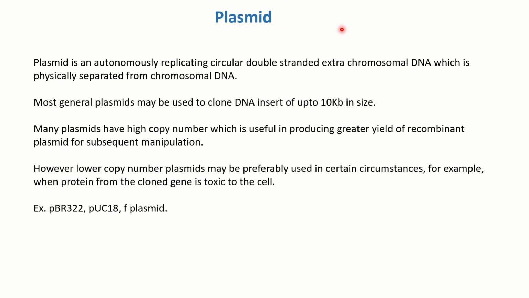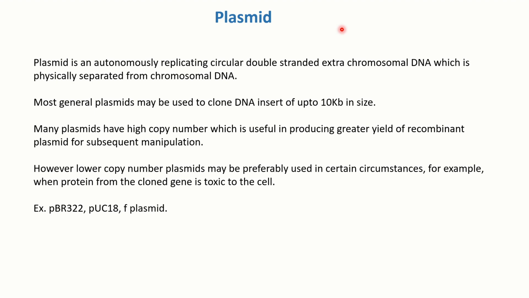Now let's discuss one of the cloning vectors, that is the plasmid. A plasmid is an autonomously replicating, circular, double-stranded, extrachromosomal DNA which is physically separated from the chromosomal DNA. Most general plasmids may be used to clone DNA inserts up to 10 kb in size. Plasmids are of two types: one is high copy number plasmid and another is low copy number plasmid.